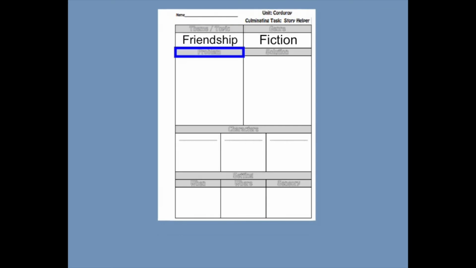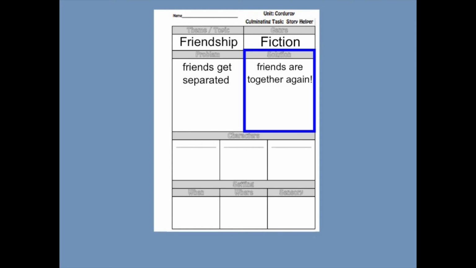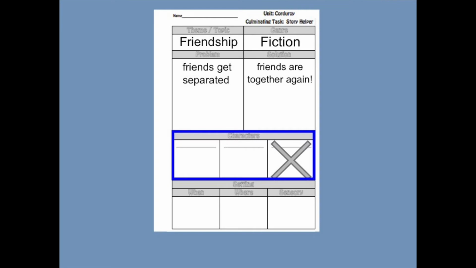Being this is a short story, my problem will be that a set of already established friends get separated. And the solution will be that the friends get together again. For the characters, I'm only going to have 2. One will be human and one will be non-human, in order to make the personification a little easier.